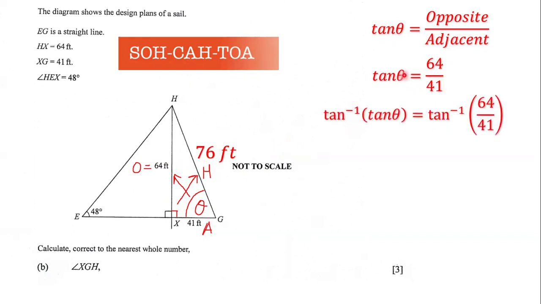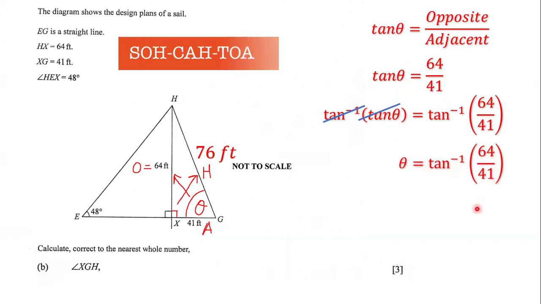Notice that our goal is to find what theta is. All right, so that's what we're trying to find. And so we have to take tan inverse of both sides. We take tan inverse of tan theta and tan inverse of 64 over 41. And so we cancel out this tan inverse with this tan, and we are left with theta is equal to tan inverse of 64 over 41.